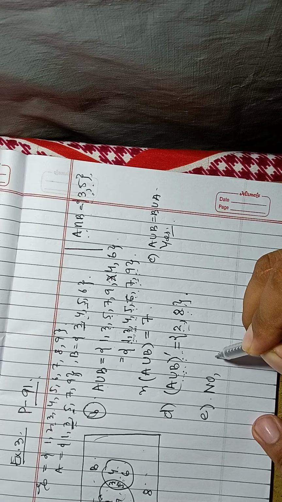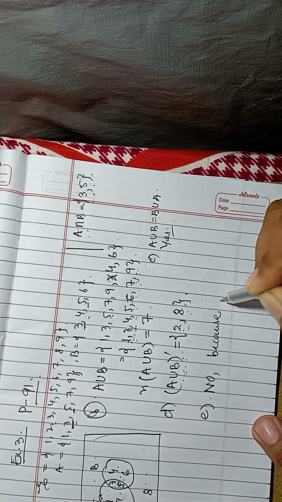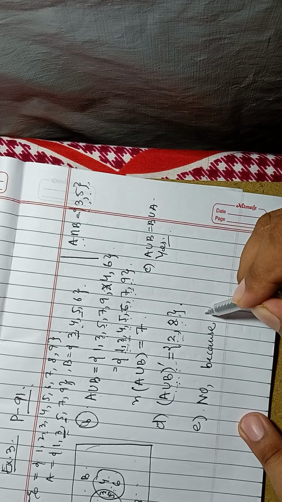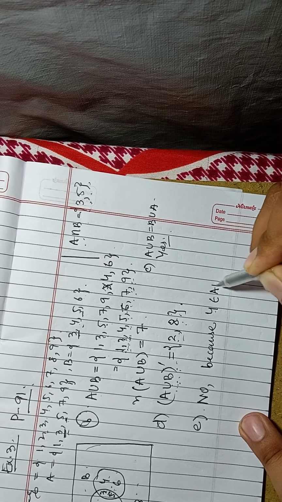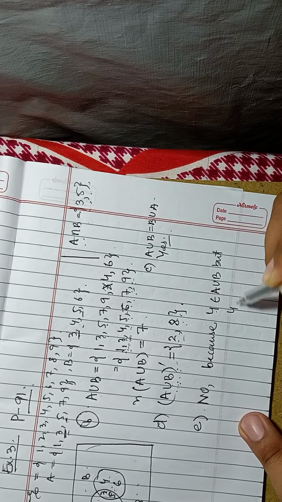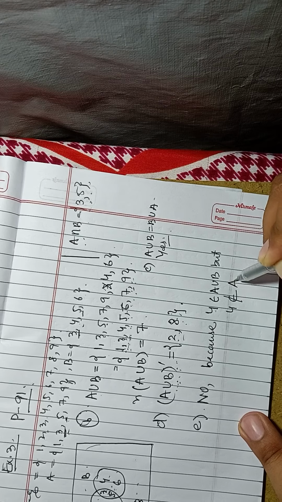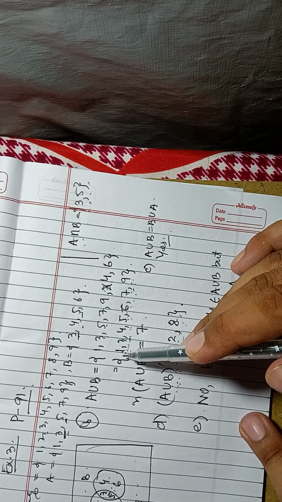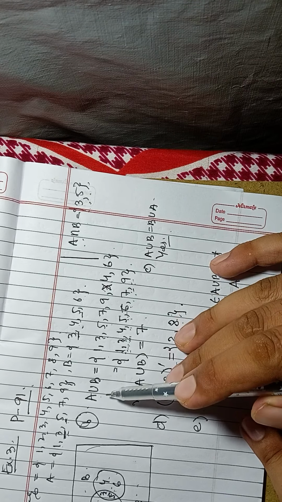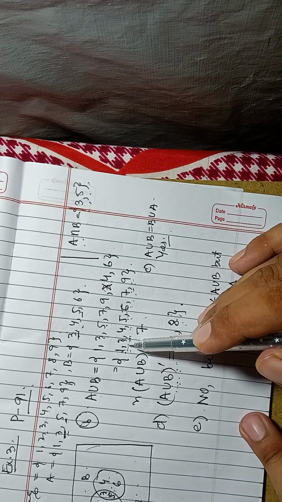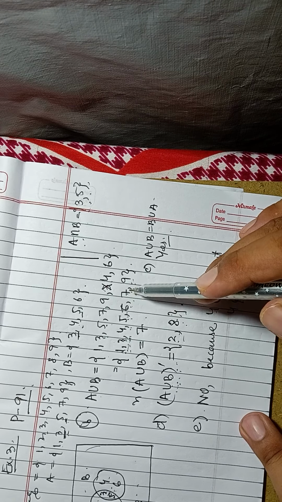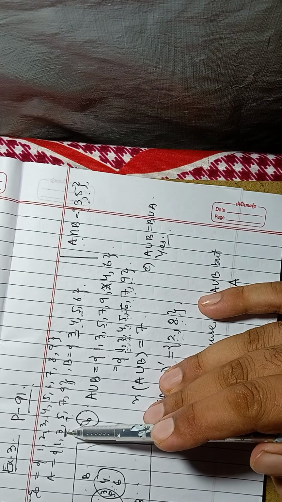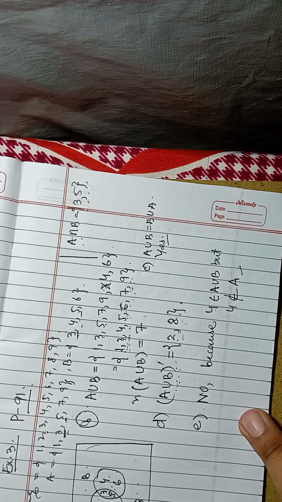It's no. I can write the reason also, because in the question it has not asked the reason. I can write because 4 belongs to A union B, but 4 does not belong to A. That means 4 is a member in A union B, but it is not here. So we can say for A union B to be a subset, every element of A union B should be present in the set A. So 4 is present here, but here it is not present, so I have written the answer.